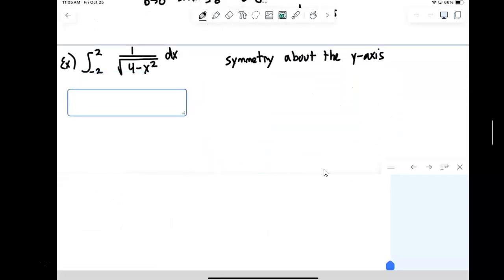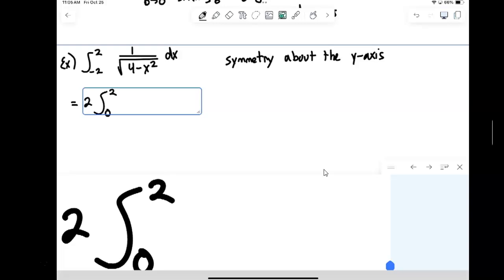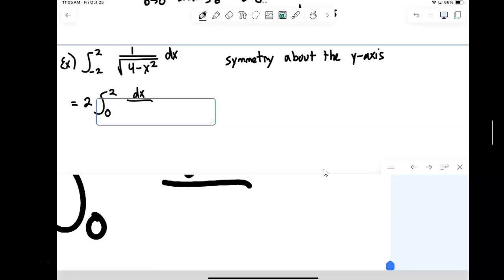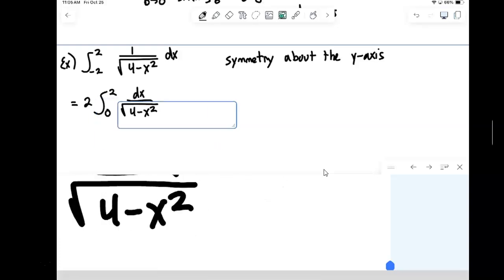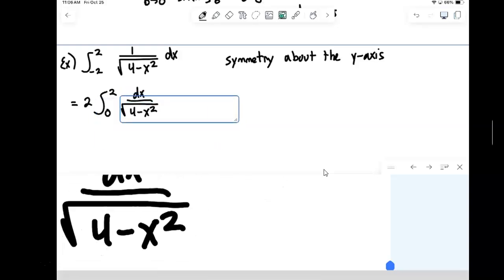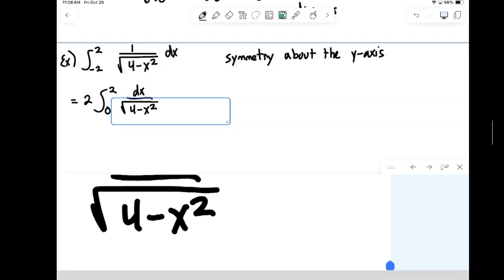And then I only have to deal with the one asymptote. So this is going to be twice the integral from 0 to 2 of dx over the square root of 4 minus x squared. So we have to work that one out. And here's what we recognize about this. I'm going to leave that 2 just hanging around, and I see I have a 4 minus x squared.